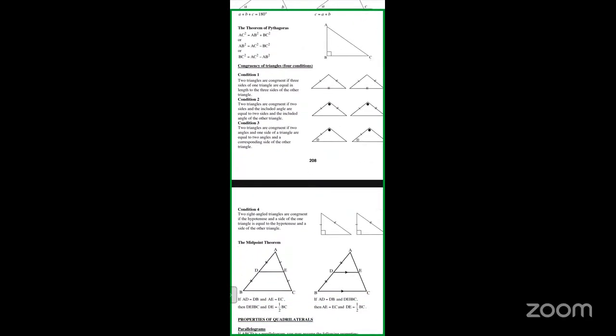They are saying here, 2 triangles are congruent if 2 sides and the included angle. Now they are talking about 2 sides and 1 included angle of the first triangle. If those 2 sides of the first triangle are equal to the other 2 sides of the second triangle, and that angle included on the first triangle is equal to the angle included in the second triangle, then those triangles are congruent.